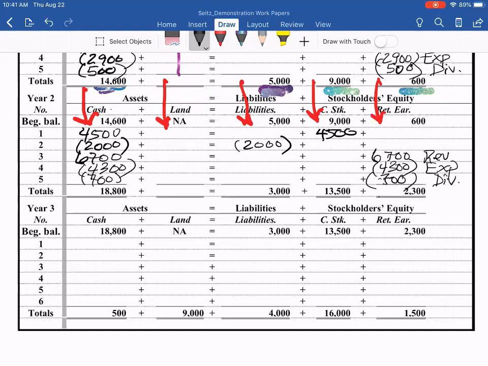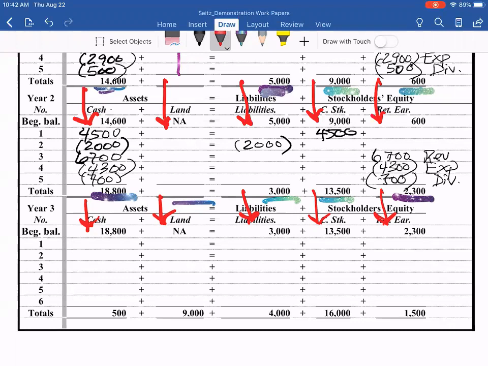All right, so if you again do the math, beginning balance of 14,600 plus 4,500 less 2,000 plus 6,700 less 4,300 less 700, you're going to come up with a balance of 18,800. Do the math all the way across, you're going to come up with all these balances that we see here. Notice, same thing happened. That's why these are called permanent accounts. These accounts never close. They never go to 0, close out to 0 like our income statement accounts will whenever we get to that discussion.